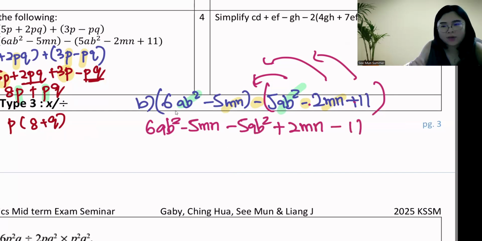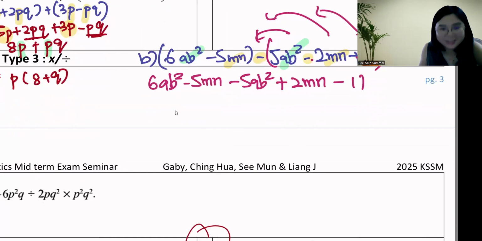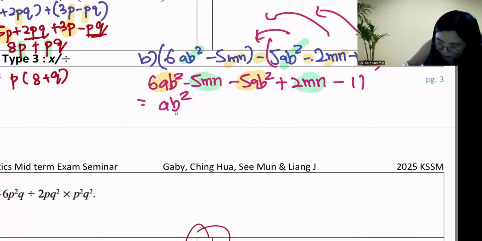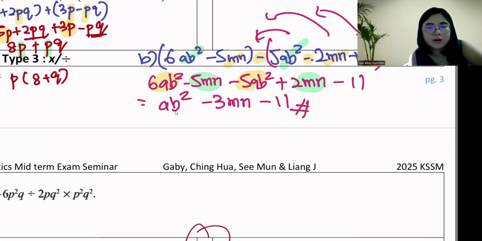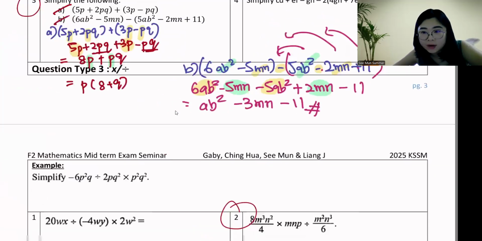Okay, so same thing. When you copy the question, remember you have to be very careful. So again, now we only group together 6 and minus 5ab, it will become 6 minus 1, which is ab squared. Now the second term is mn and mn. Minus 5 plus 2 will be minus 3mn, and then left with 11. So this is how the terms go. Okay, so far so good. So here we test our skill of opening the bracket, expanding. I think no problem, right? Tianqi, you also okay, right?